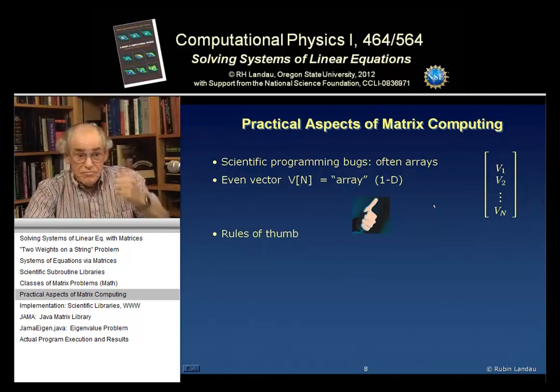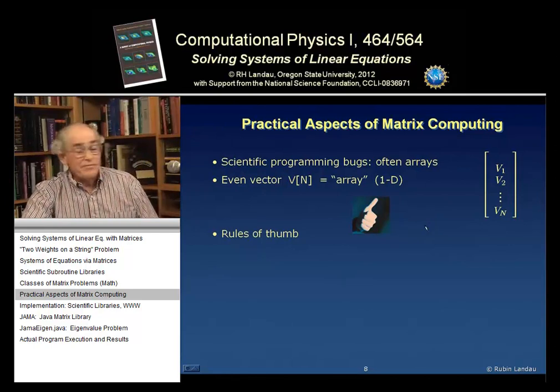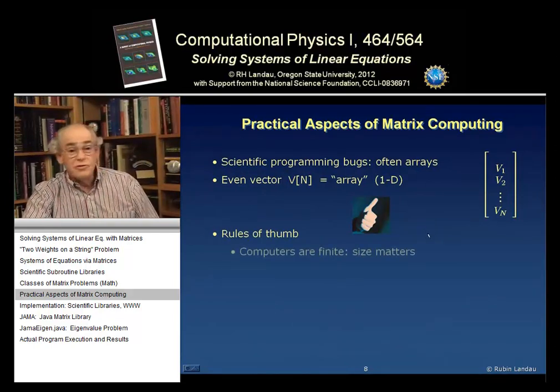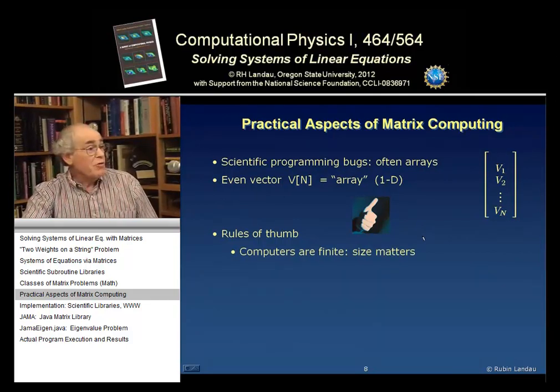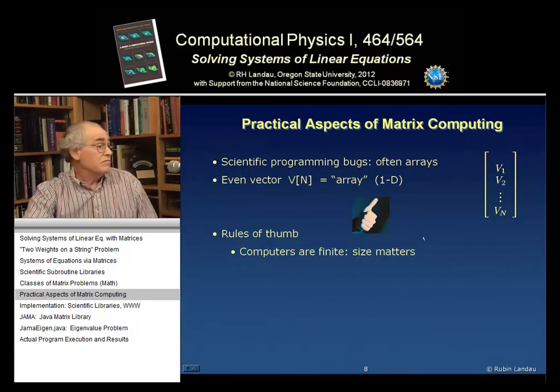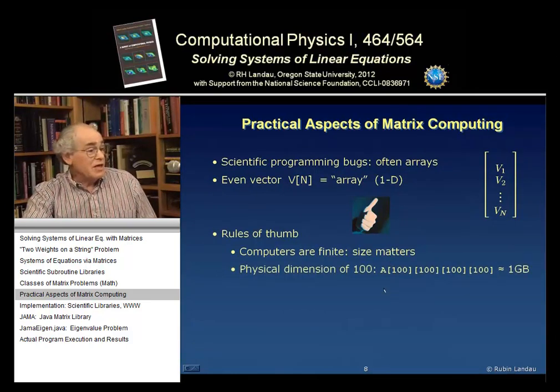What about rules of thumb? Things we should remember to not make too many mistakes. Well, the first rule is the obvious one, that computers are finite. So no matter what computer you're using, and no matter how much money you spend buying all the memory, it's still finite, and you can still slow it down, make it stop, make it fail if you get your matrices too big or they take too long.